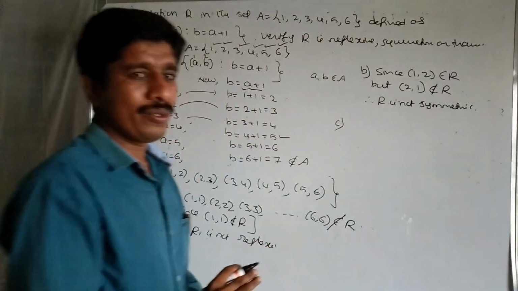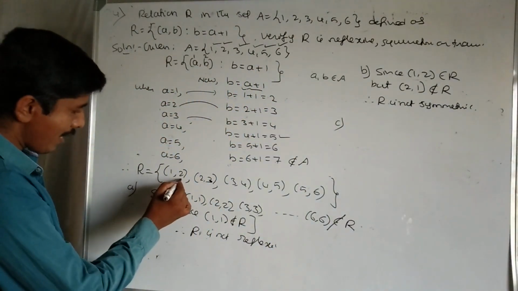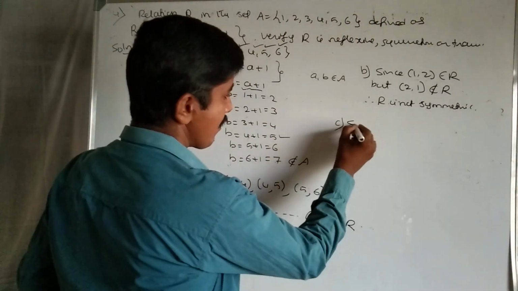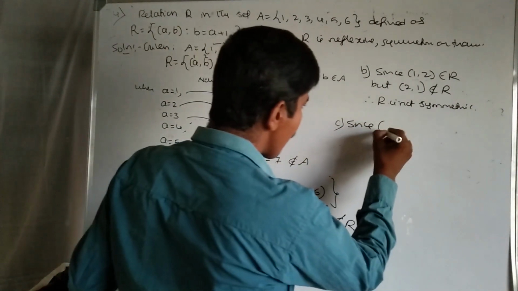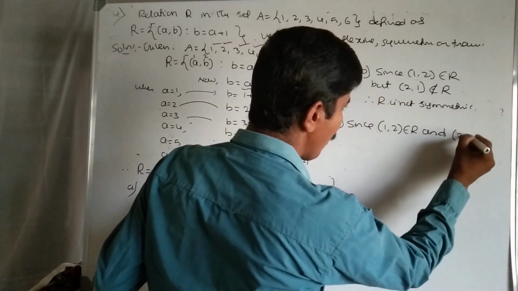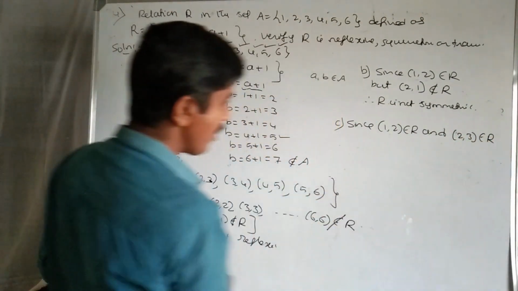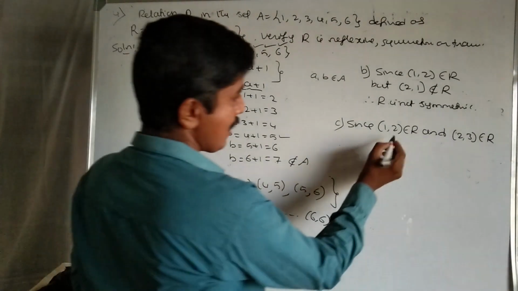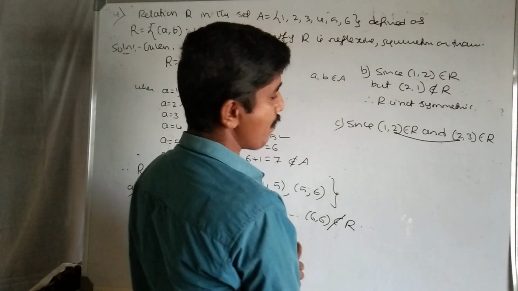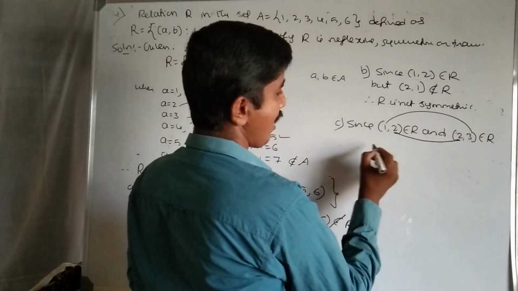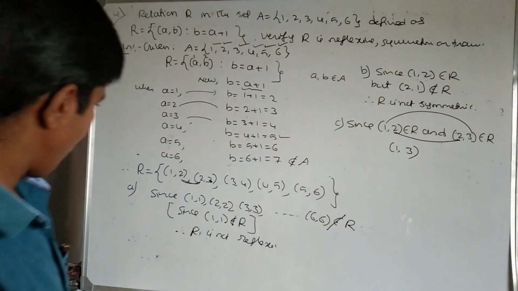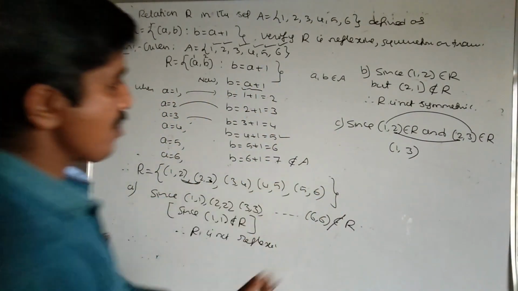Next, transitive. If you take the first two ordered pairs here, the middle elements are equal: (1, 2) and (2, 3). Since (1, 2) belongs to the relation and (2, 3) belongs to the relation. In the first two ordered pairs, observe that the second element of the first ordered pair is equal to the first element of the second ordered pair. Then what about (1, 3) here? Does (1, 3) belong to the relation? (1, 3) doesn't belong to the relation.